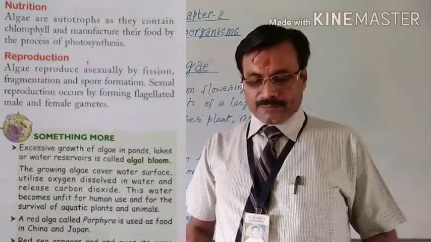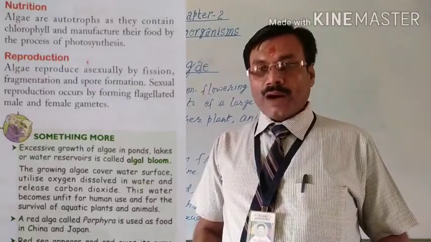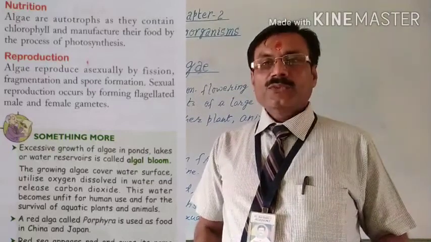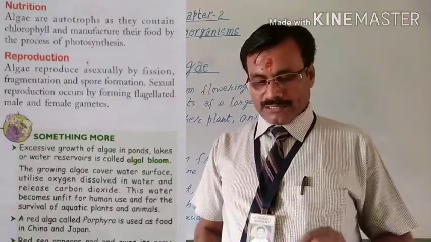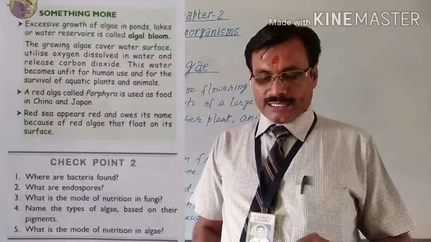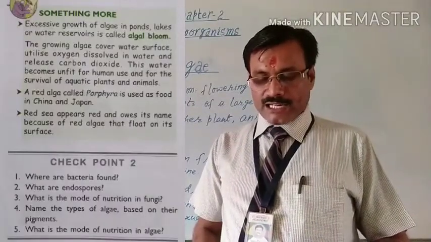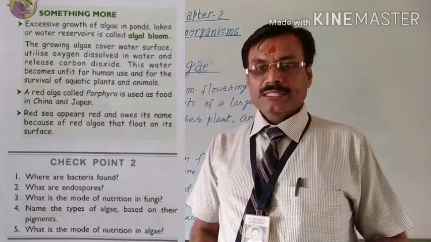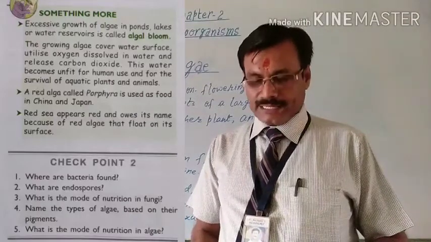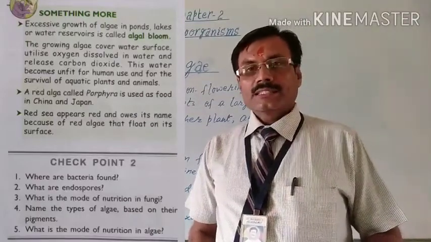A red alga called Porphyra is used as food in China and Japan. And the Red Sea appears red and owes its name to the red algae that float on its surface.